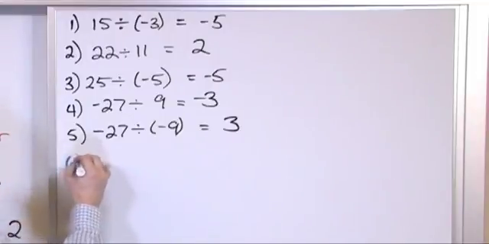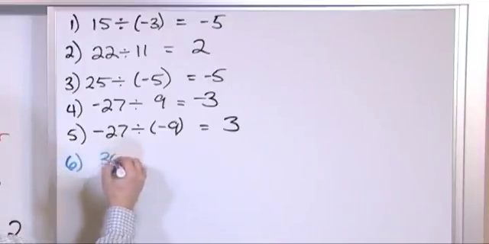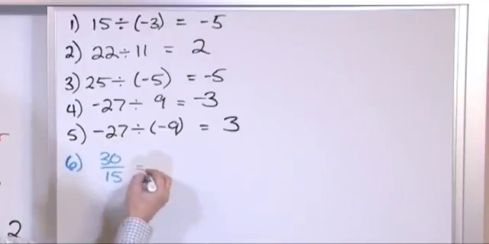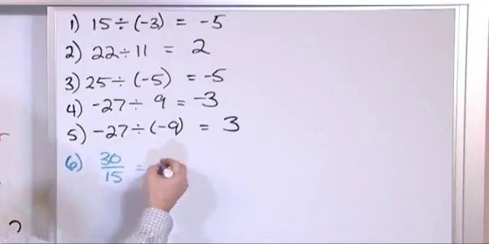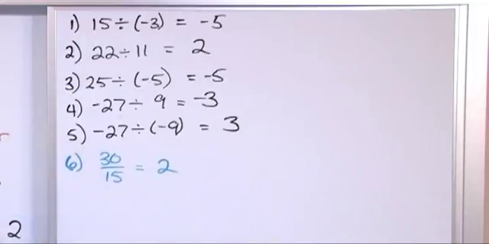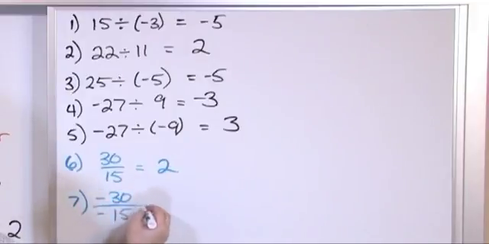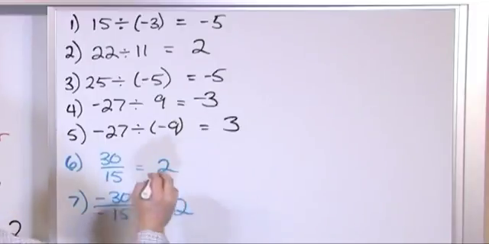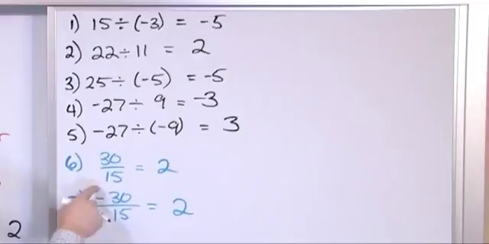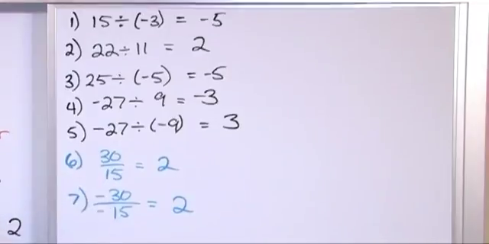Let's say you had 30 divided by 15. They're both positive, so the answer is positive. It's going to be 2, because 30 divided by 15 is 2. And if it was negative 30 divided by negative 15, then you would get exactly the same answer, positive 2, because both of these signs are the same, so you're always going to get a positive number.